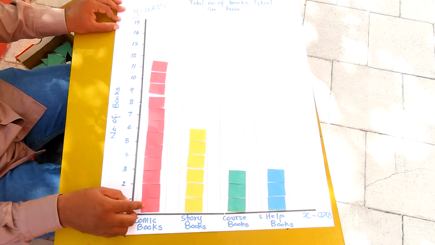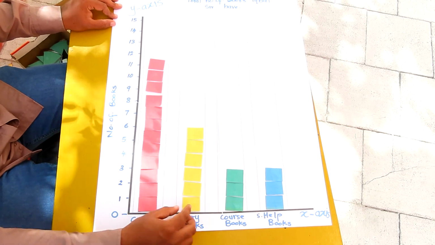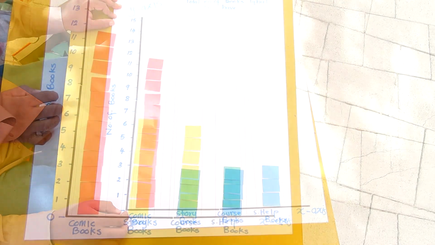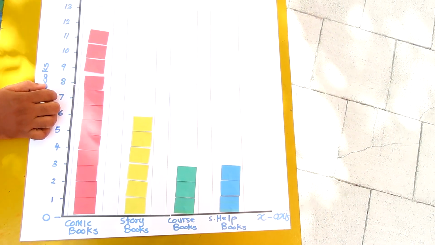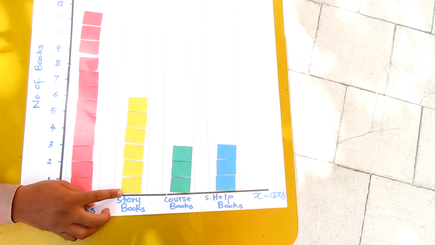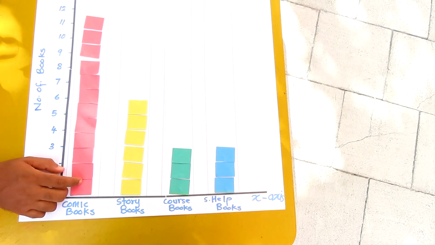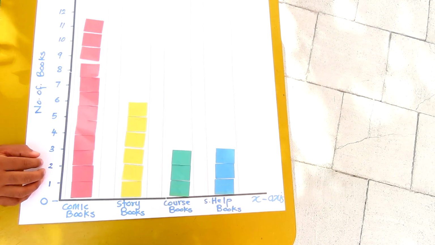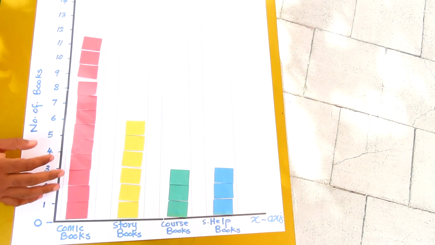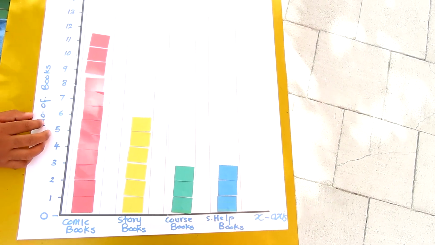You have seen that the counters are of different colors, but each one of each color is totally equal, right? So what I have done is organize my 24 books into 12 comic books, 6 story books, 3 course books, and 3 self-help books on this bar graph. So I have sorted my data. Looking at this data, you can immediately know what types of books I have, and how many.